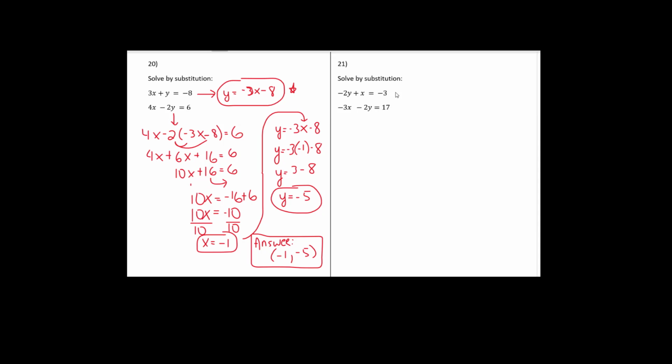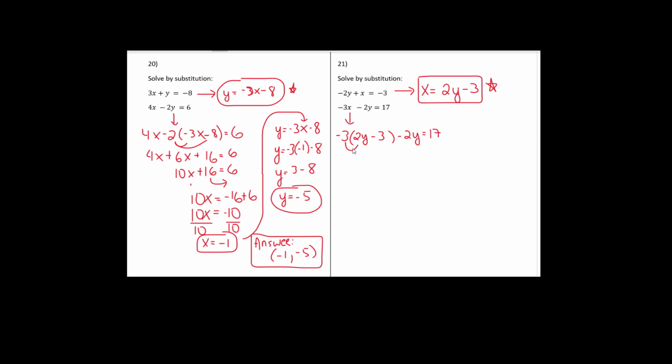Okay, for the second problem here, we're going to get the x alone. So that means we're going to send the negative 2y to the other side, becomes positive 2y minus 3. We got the x alone, so we put a box and a star. And we put the arrow under the x. So it means we copy the 3, open parentheses, copy the rest. Inside the parentheses, we're going to put that 2y minus 3.